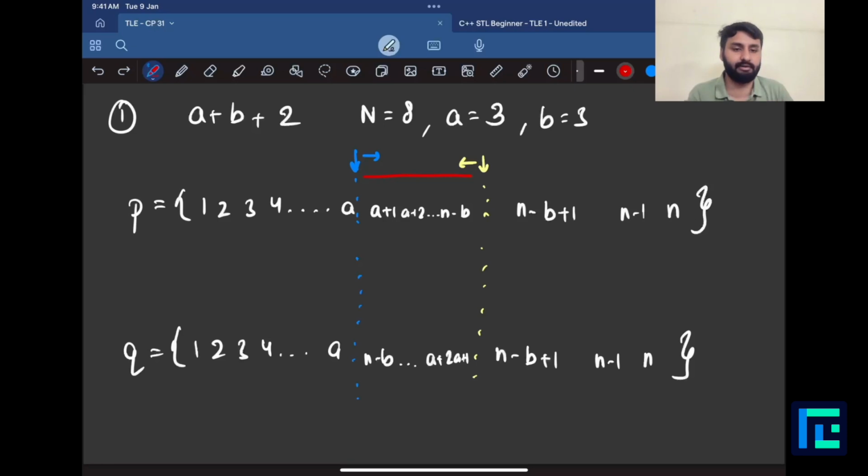Then when does that happen? So now, based on this idea of taking a plus 1 to n minus b and reversing that array, it makes sense to me that what can happen is, I'll take an example over here, like this example only.